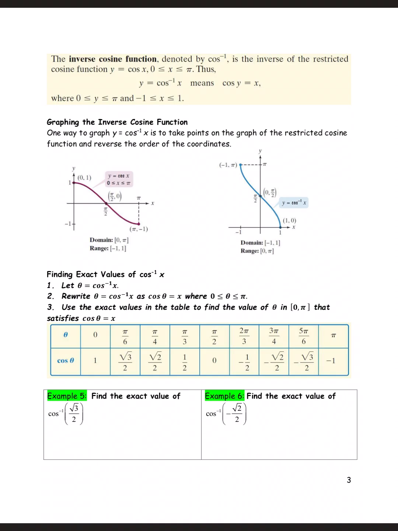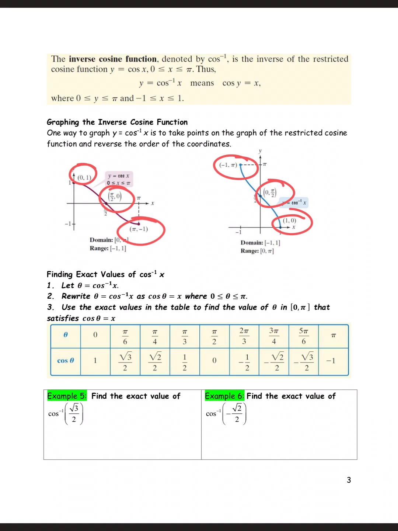One way to graph the inverse cosine of x is to take the points of the graph of the restricted cosine function and reverse the order. So notice the point 0, 1 becomes 1, 0, pi over 2, 0 becomes 0, pi over 2, and pi, negative 1 becomes negative 1, pi. So our domain and range have swapped now.